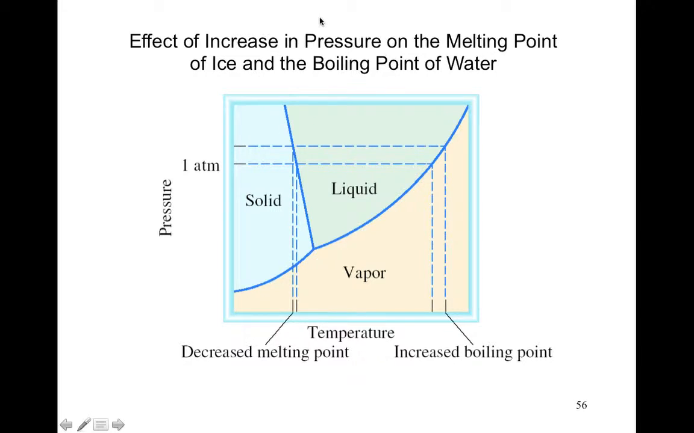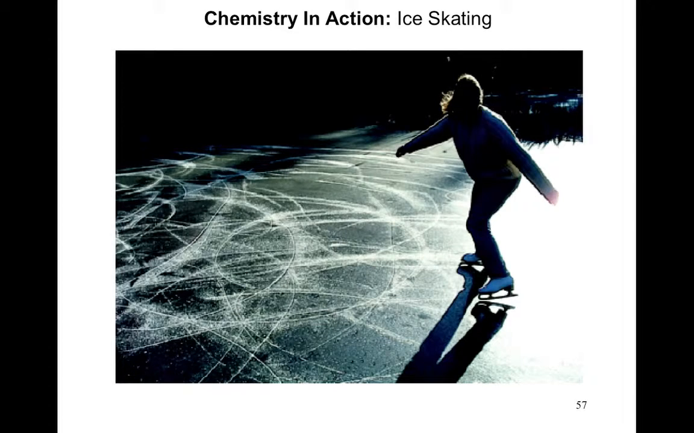So, effects of increase in pressure on the melting point of ice and the boiling point of water. And so here, if you change your pressure, you're going to change your melting point and your boiling point. So if you increase the pressure up to here, your melting point temperature is going to be a little bit higher. Your boiling point temperature is going to be just a little bit higher. And if you lower the pressure, you're going to lower the boiling point, that kind of stuff.